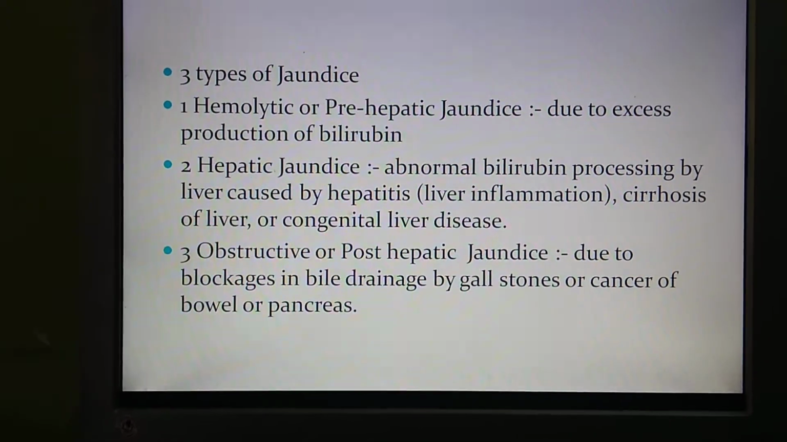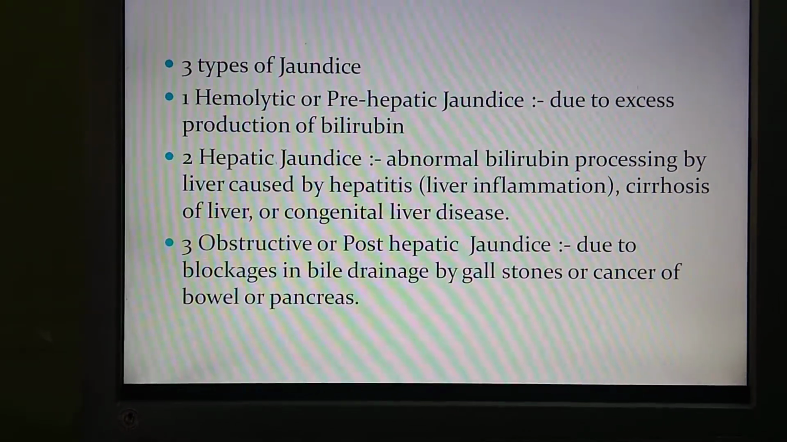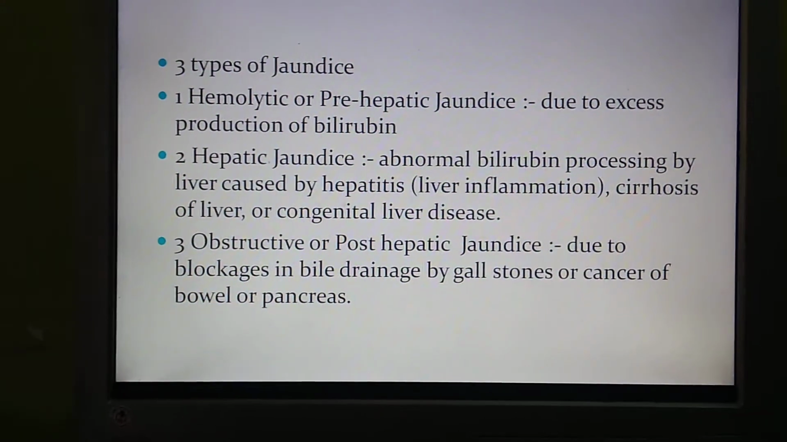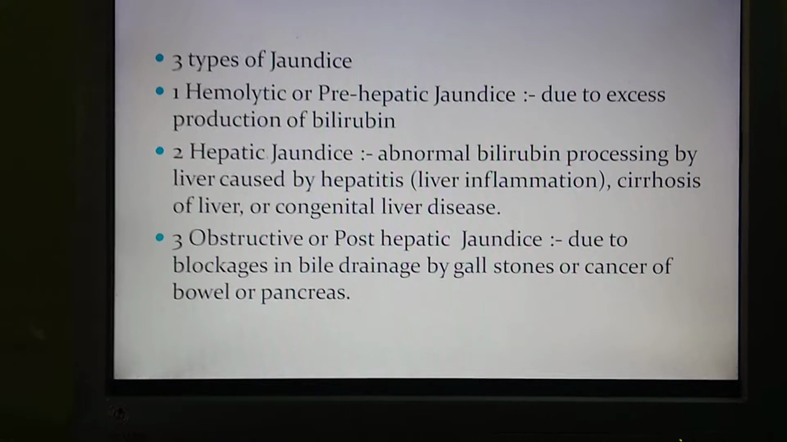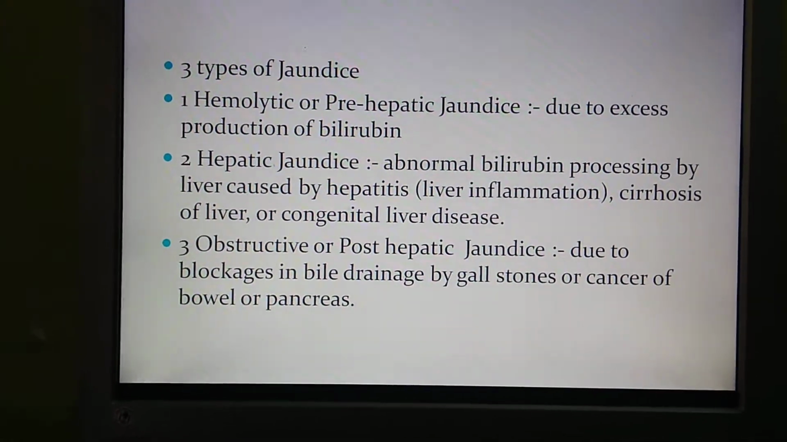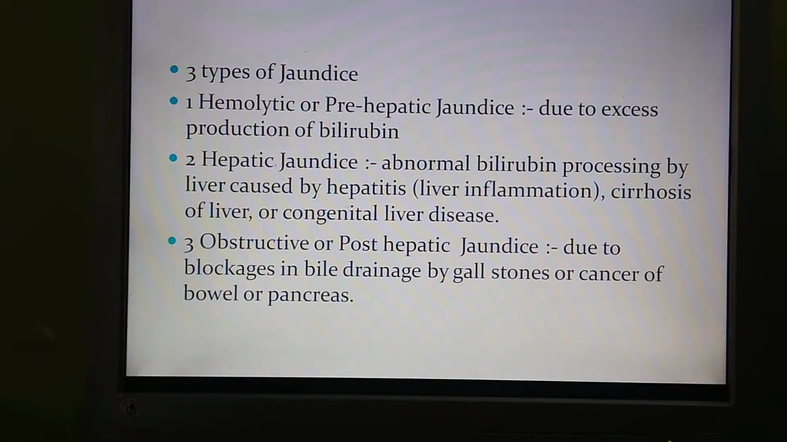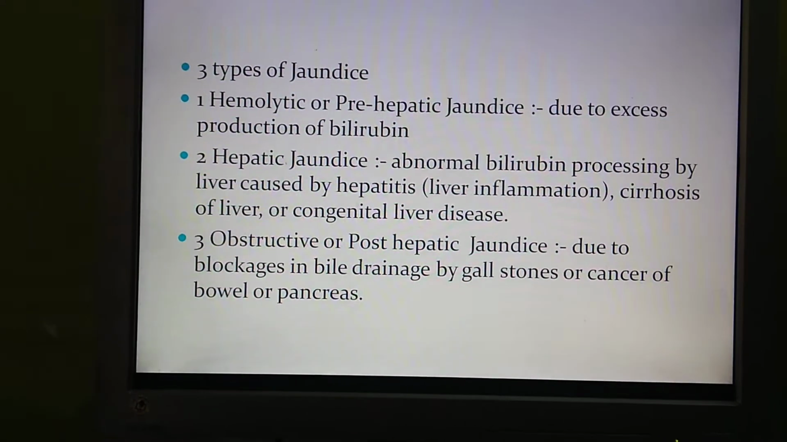In the second type of jaundice, that is hepatic jaundice, abnormal bilirubin processing by the liver is caused by hepatitis, that is liver inflammation, cirrhosis of the liver or congenital liver disease. These causes are related to the liver, so it is called hepatic jaundice.